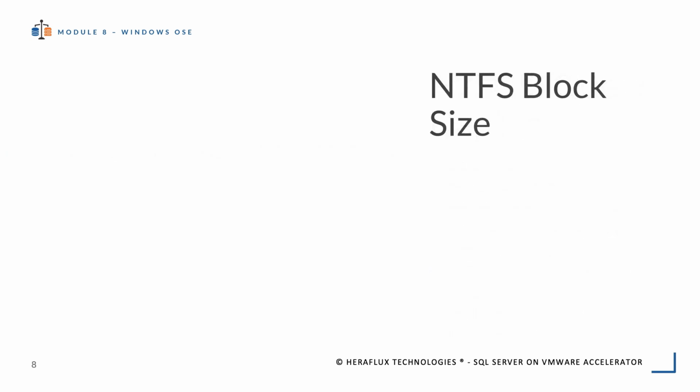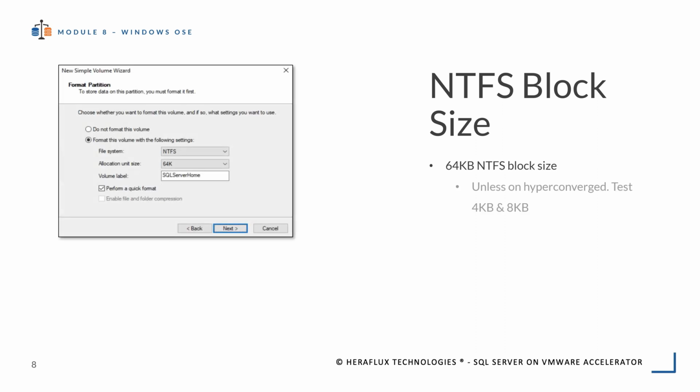Microsoft has had the recommendations for decades about formatting the NTFS file system to a 64 kilobyte allocation unit size. In virtual environments, this recommendation does not change. I always recommend that you format your SQL Server object disks to a 64K allocation unit size unless you're on a hyperconverged platform. What I find is that hyperconverged platforms generally don't perform as well for writes with a larger block size. If you're running your SQL servers on hyperconverged storage platforms, test formatting your SQL Server object disks to either a 4 kilobyte or 8 kilobyte allocation size.